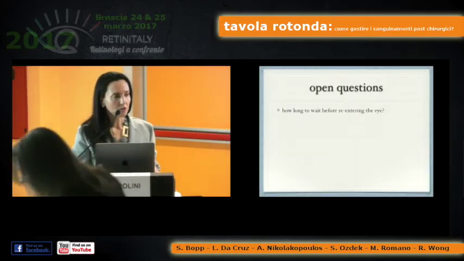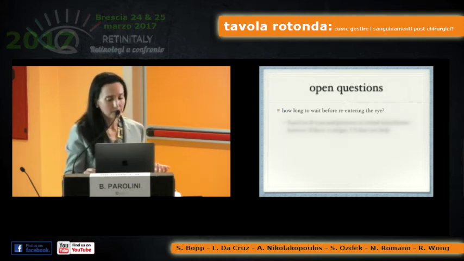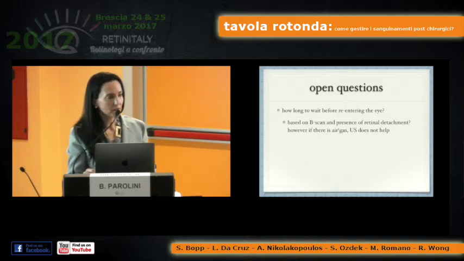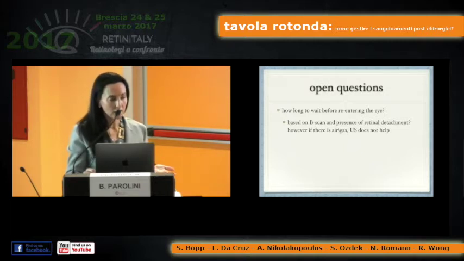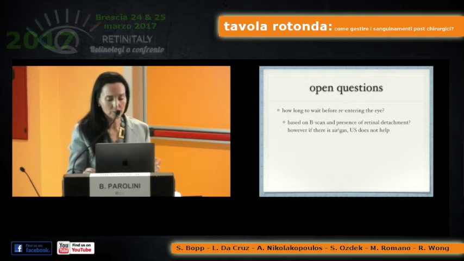There are a series of open questions. How long to wait before re-entering the eye? Can we base our decision on the B scan and just look at the possible presence of a retinal detachment, then intervene only if the retina is detached? However, if we have used air or gas, it's not easy to make an ultrasound. We cannot have reliable data.